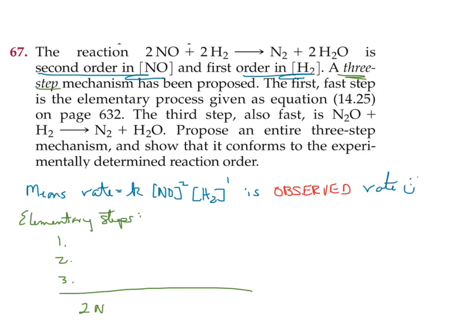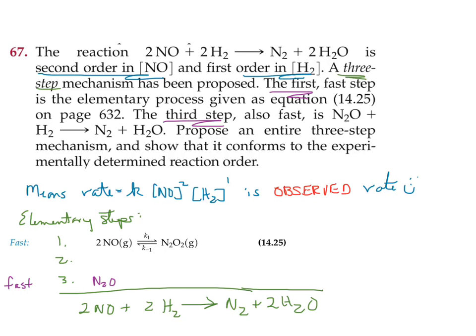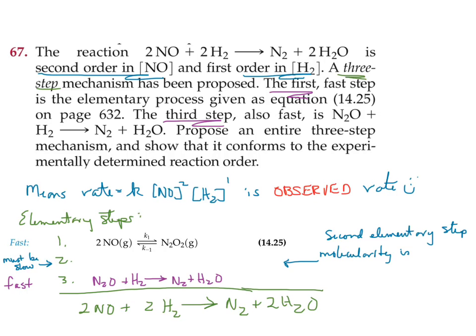Okay. They go ahead and give you information kind of like we've been talking about. They say there's 3 elementary steps, and the first one is fast, and the third one is also fast, so the slow one must be the in-between. They tell you the fast one, they say go back in your textbook and look at equation 14.25, so I brought it in here. So that means that the second one, in this case the middle one, is slow.